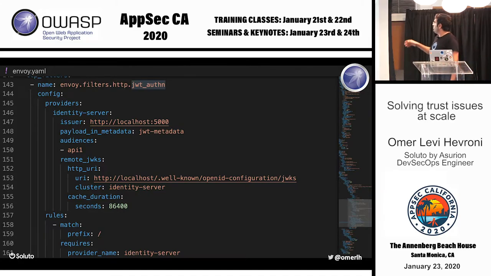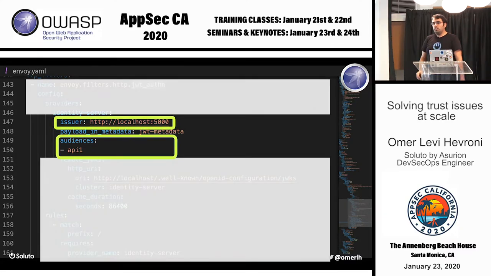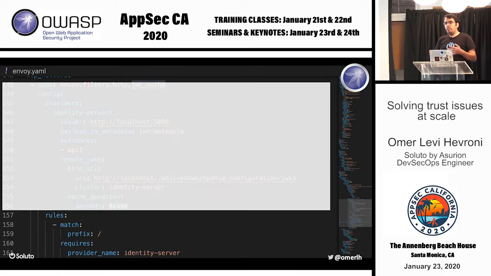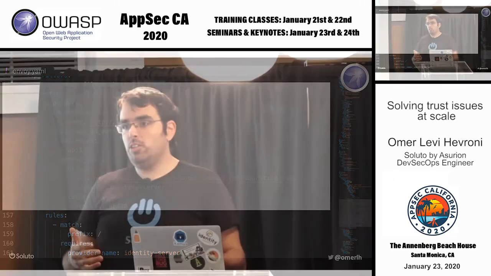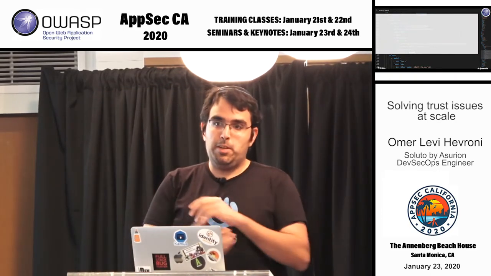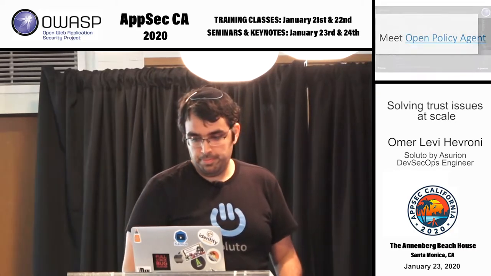This is an example of a JWT authentication filter. Let's look a bit at it. First, we need to define a few properties on the token. We want this issuer, we want this audience, and all that stuff. We also need to define where we want to get the public keys from. So this is our authorization server. And finally, we can define which routes should be authenticated and which not. So we can define here routes that don't need authentication, or different JWT providers for different routes.